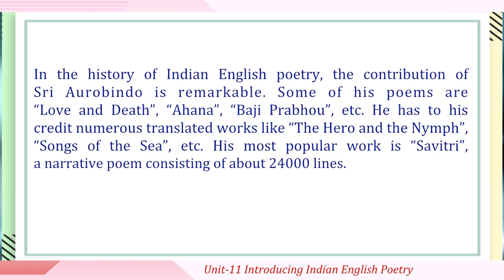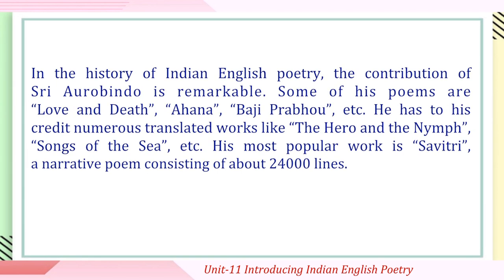Next, in the history of Indian English poetry, the contribution of Sri Aurobindo is remarkable. Some of his poems are Love and Death, Ahana, Baji Prabhu, etc. He has to his credit numerous translated works like The Hero and the Nymph, Songs of the Sea, etc. His most popular work is Savitri, a narrative poem consisting of about 24,000 lines.